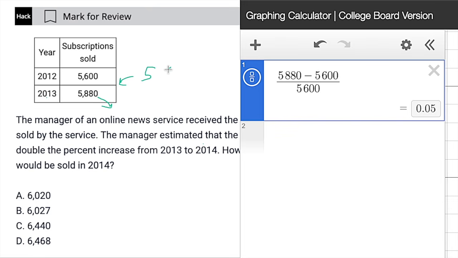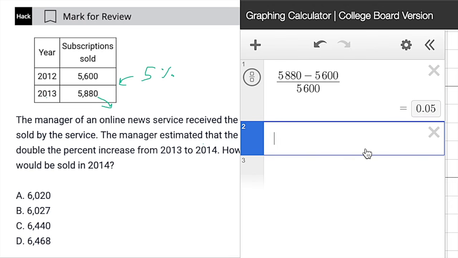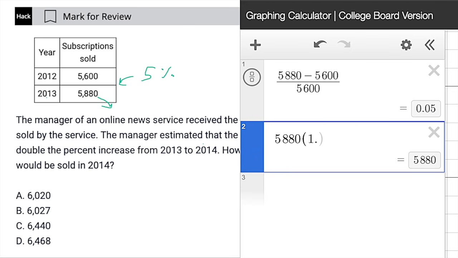So 5% increase. And the manager estimated that this 5% increase would be double the increase of 2013 to 2014. So we want to cut that in half, since it would be double what we're looking for. And we want to take our number 5880 and we're going to increase by, that's right, 2.5% or 1.025. Going back to how we add percentages, right? So our answer there is going to be 6027, which is choice B here.